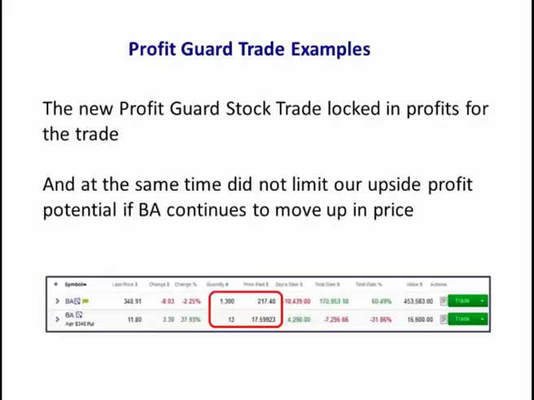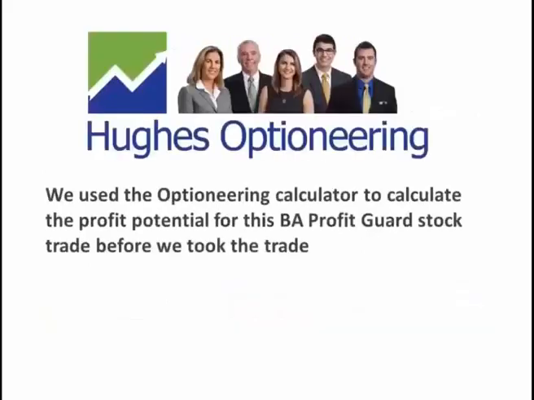So the profit guard spread allowed us to lock in profits for the trade, and at the same time did not limit our upside if Boeing continued to move up in price.